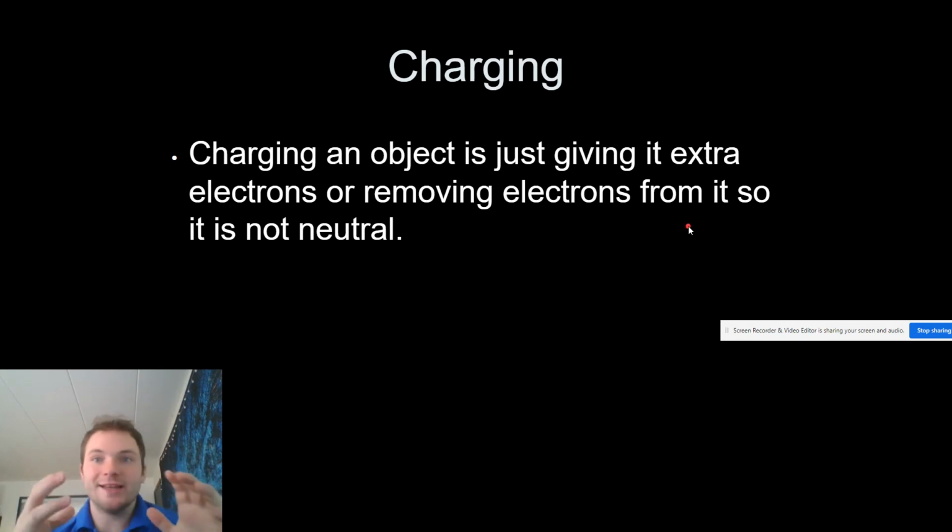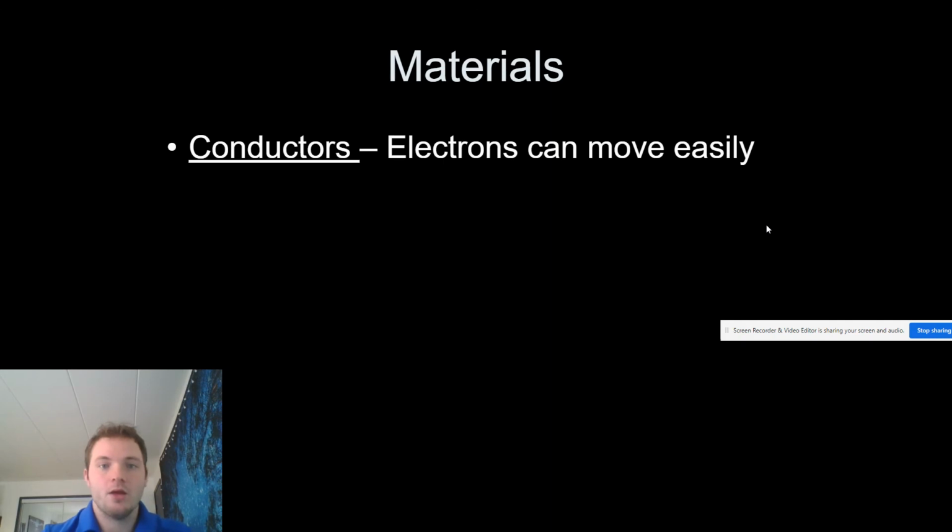So now we're going to get into how objects are charged. Objects are charged by giving them electrons or taking them away. Electrons are the ones moving. When we're talking about materials, in some materials, electrons can move through easily. We call these conductors. That would be like a metal wire or something like that. The reason why wires are metal is because electrons move through them very easily. And electrons moving is what we call electricity.